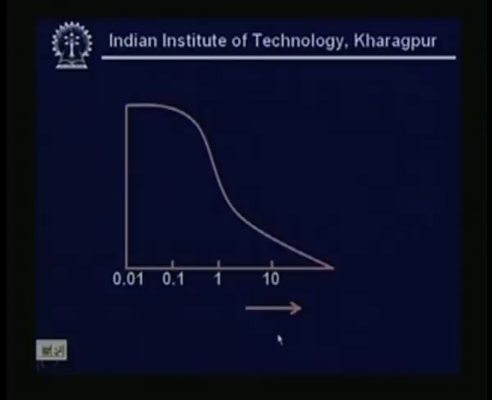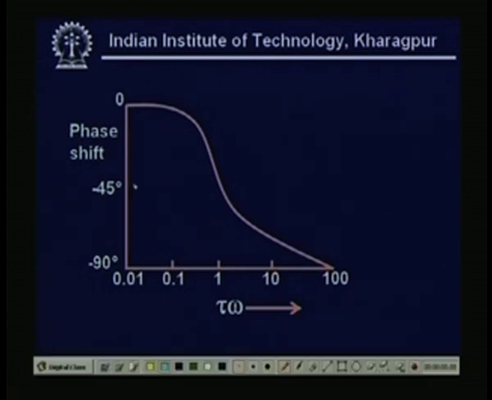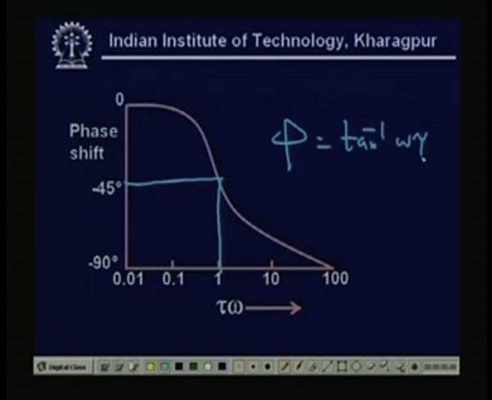If I plot the phase of a first order system with a sinusoidal input, you will see a phase shift of 45 degrees. You remember that the phase shift phi is tan inverse of omega tau. So if omega tau equals 1, the phase shift will obviously be 45 degrees. So it is 45 degrees at omega tau equal to 1, and at very low frequency it is 0 phase shift.